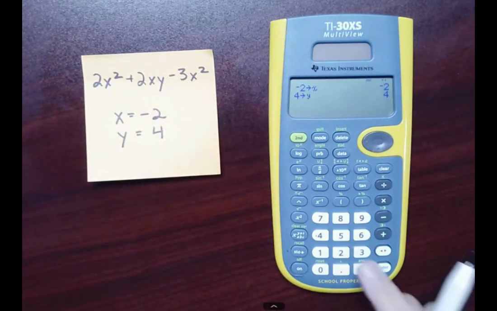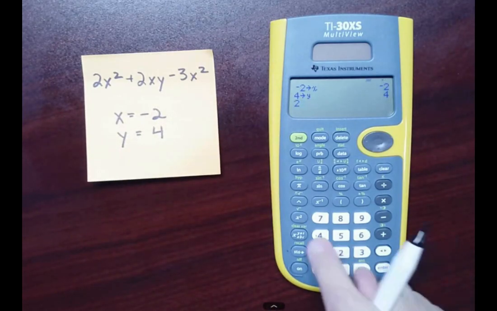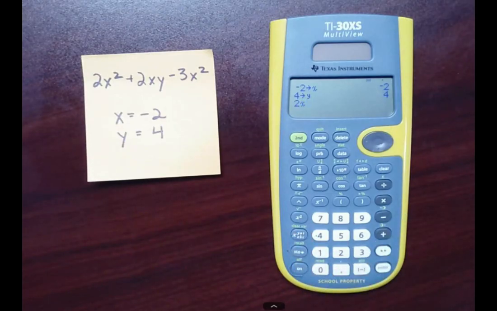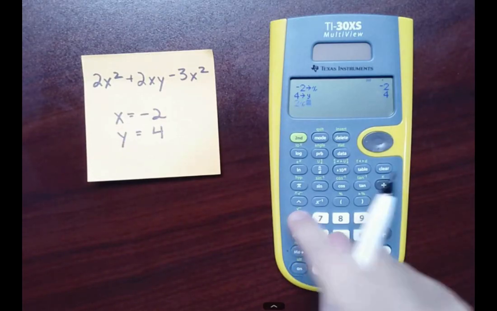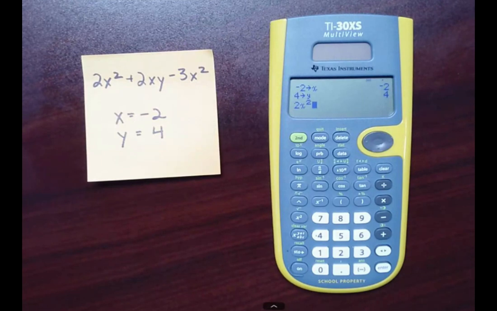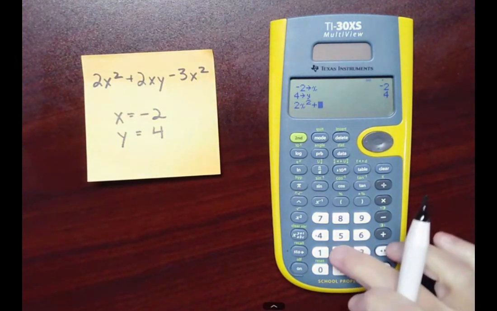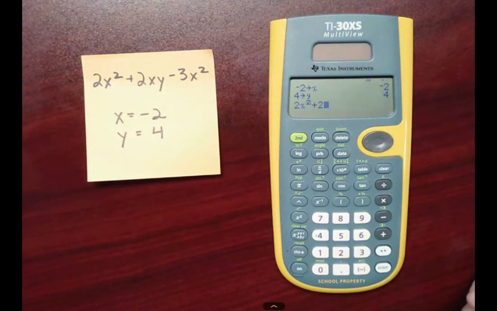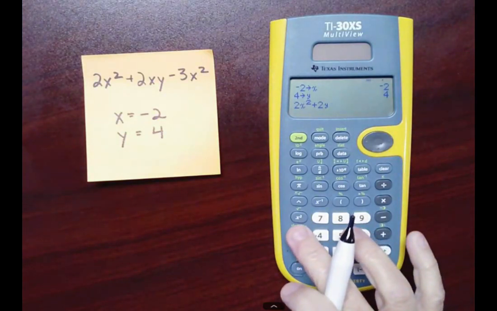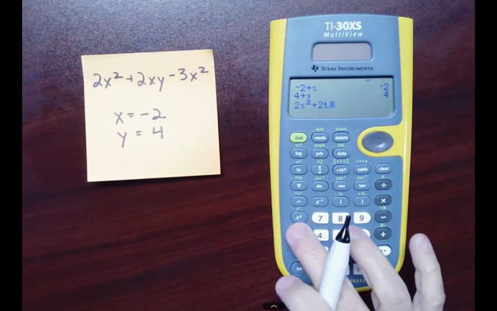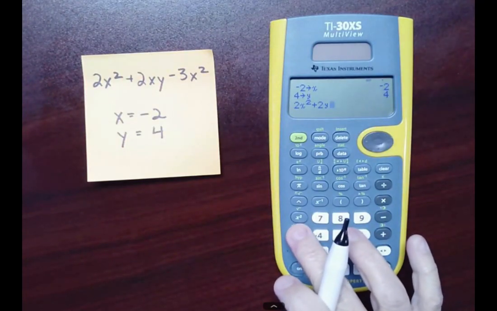2x squared. 2, we have to put the x variable there, followed by the x squared to put the exponent of 2, plus 2, now here's where it gets tricky, xy. I'm going to put the x there. And now if I want to put the y there, if I hit it again, it just changes that x to a y and keeps changing. You know, I can't get the x next to the y.